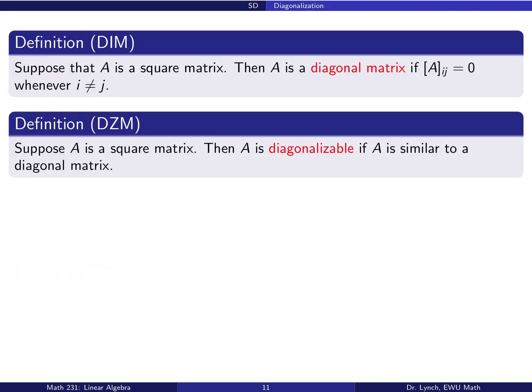First, a definition. When A is a square matrix, A is diagonal if A_ij is 0 whenever i is not j. This is a pretty intuitive definition of a diagonal matrix. A second definition: suppose that A is square. A is diagonalizable if A is similar to a diagonal matrix. Since diagonalizable means S inverse A S equals D for some non-singular S and diagonal D, we see that this is the relationship for diagonalizable.